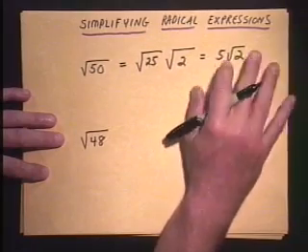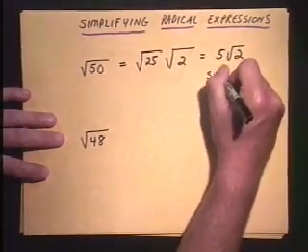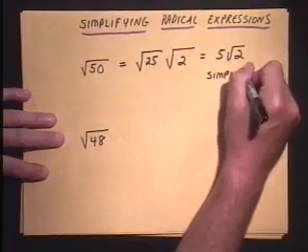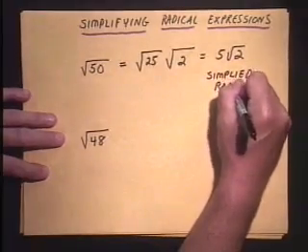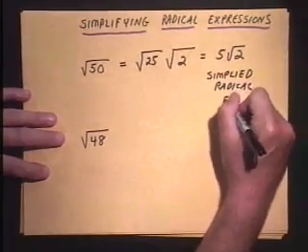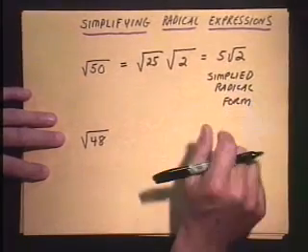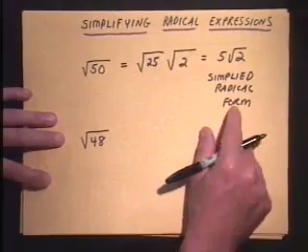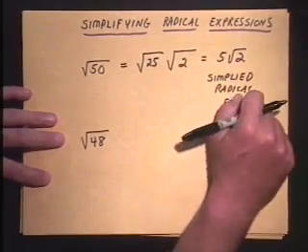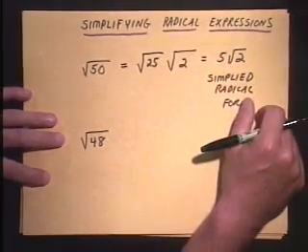Now you know what this is called? This is called simplified radical form. Now, gee, Young, I wonder why they call this simplified radical form. Well, it's simplified and it's got a radical in it. You know, math is such a hard thing to figure out.